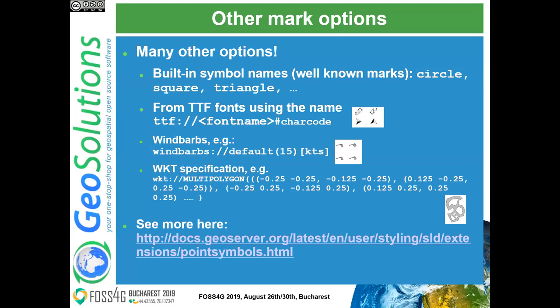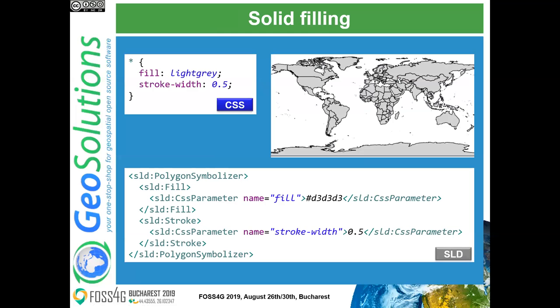And that's going to, let's say, cover all your needs when it comes to points. Let's switch to filling. Filling is typically very simple. You typically fill with a color, eventually outline with another. With CSS, the full style for this map is here. In SLD, of course, it's much more verbose, but the elements are the same.